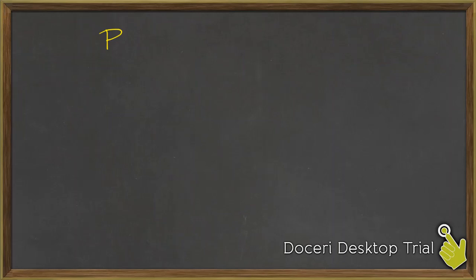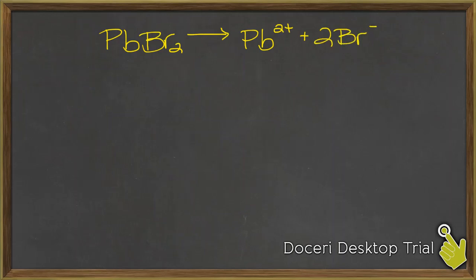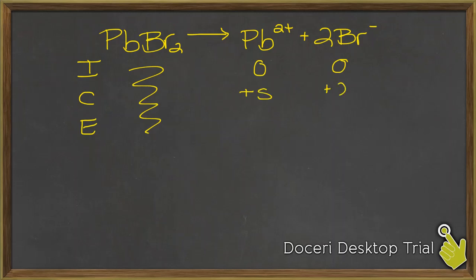So the first thing that I always do is I write out the balanced reaction of how this solid breaks down into its lead ion and 2 bromide ions, okay? I set up my ice table. We don't care about the solid. 0, 0, this will be plus S, this will be plus 2S.